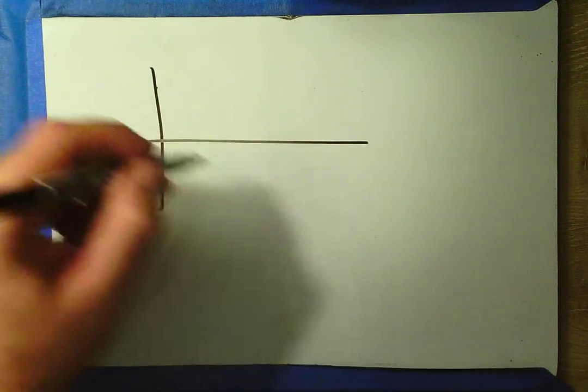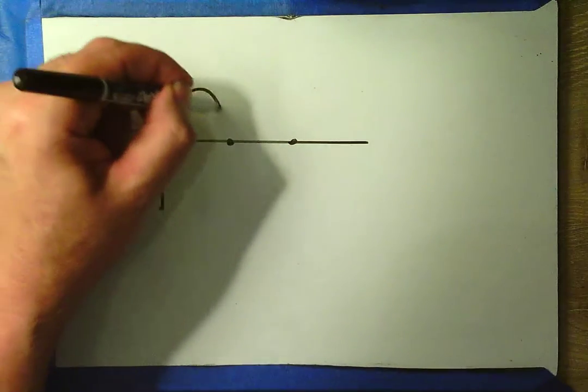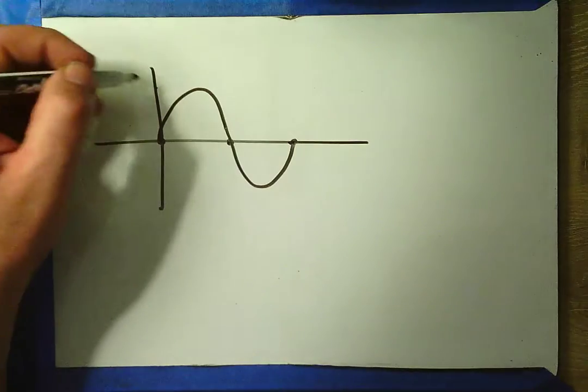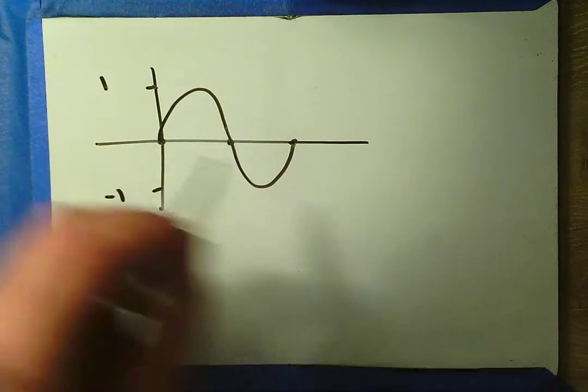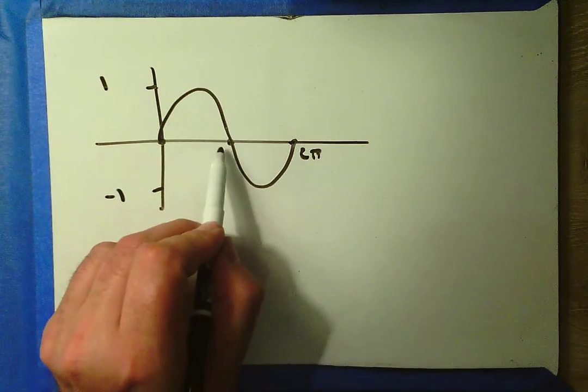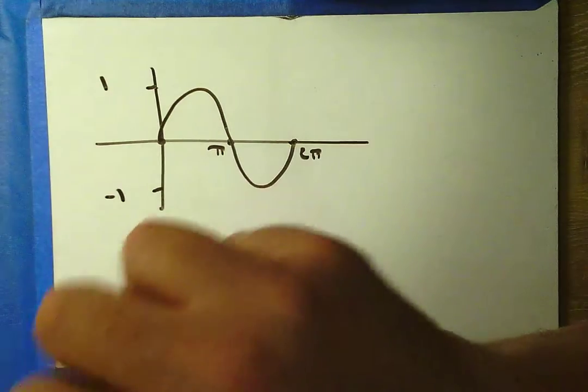Hey everyone, let's derive the derivatives for trig functions today. I want to start by looking at this graphically. Here's a graph of sine from 0 to 2 pi, and I'm wondering what the derivative will be.